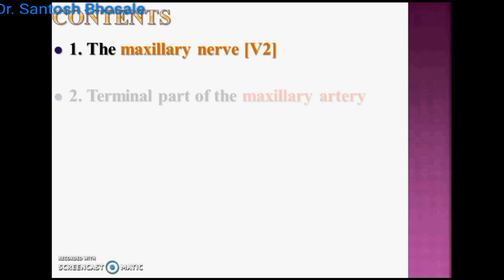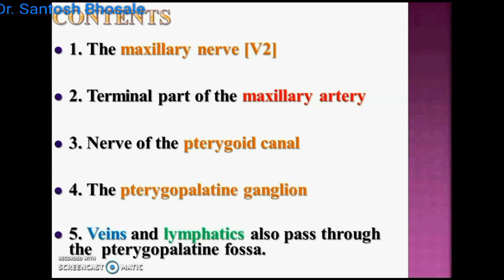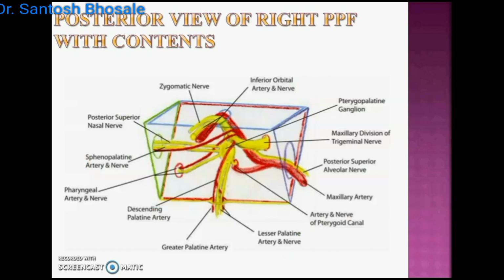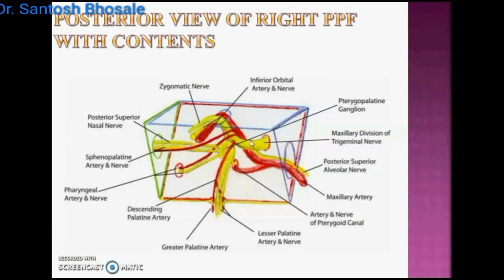Coming to the contents, as I already told you, it acts as an area of distribution of all these contents: maxillary nerve, maxillary artery, third part of maxillary artery, nerve of pterygoid canal, pterygopalatine ganglion and venous structures. You can see here in this picture the maxillary nerve, pterygopalatine ganglion, maxillary artery. The third part will enter here and gives 6 branches. The maxillary nerve will give branches to the sinus and nose, palate there, and this is what you see, the contents. You can see the third part of the maxillary artery giving 6 branches that we have discussed, and this is the area where it enters by the pterygomaxillary fissure.